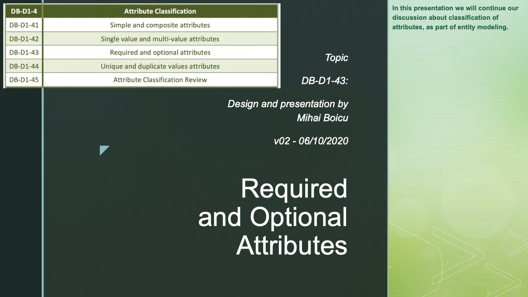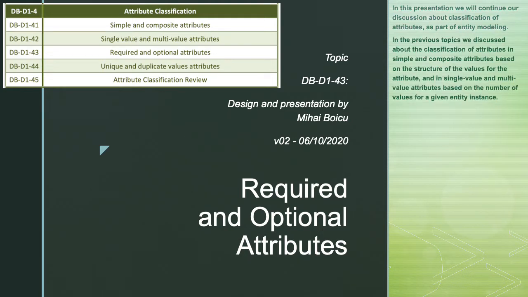In this presentation, we'll continue our discussion about classification of attributes as part of entity modeling. In the previous topics, we discussed the classification of attributes into simple and composite attributes based on the structure of the values for the attribute, and into single value and multi-value attributes based on the number of values for a given entity instance.